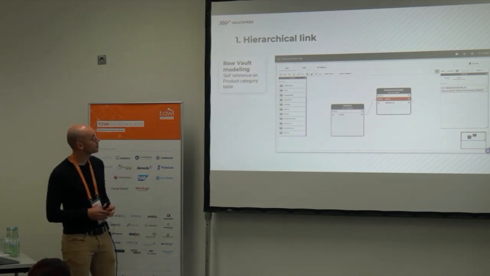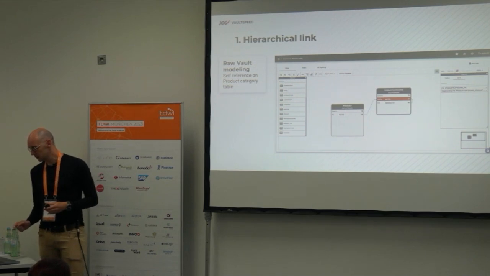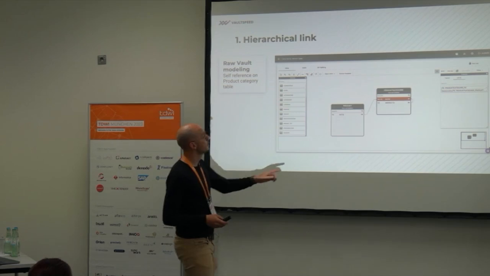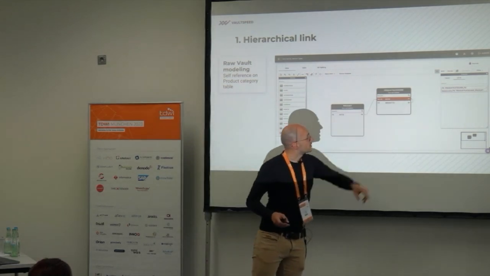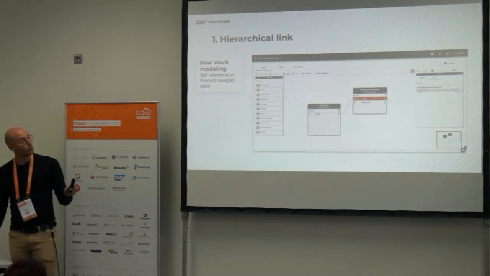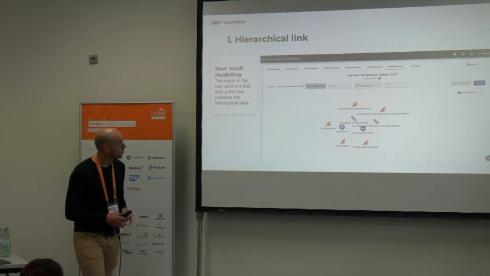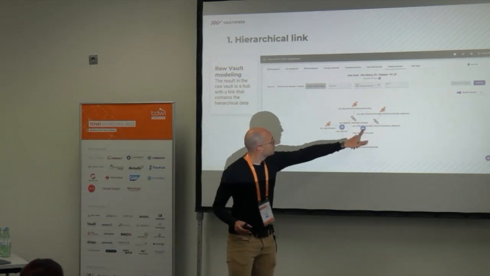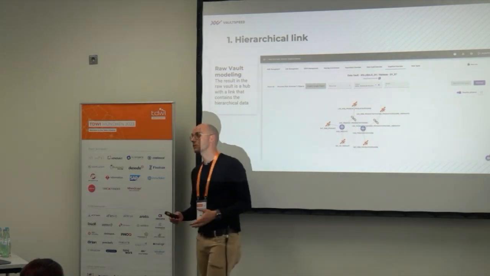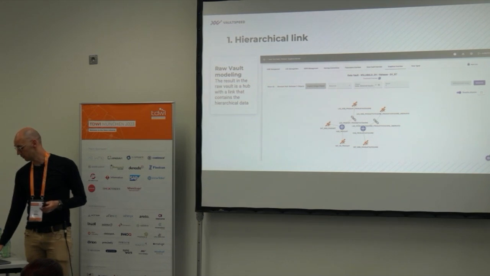Next, the hierarchical link. There's a bunch of things you need to do here in VaultSpeed. First, in the raw vault or in the source editor, you need to identify this link, and it's this one here, as a self-reference. So that's just dragging and dropping it onto the correct attributes, and then that link is created for you. And this is what that looks like. So on the product category, I have another link, the self-reference link and link satellite that contain the data on the hierarchical relationship. And that's how that is loaded into the raw vault.